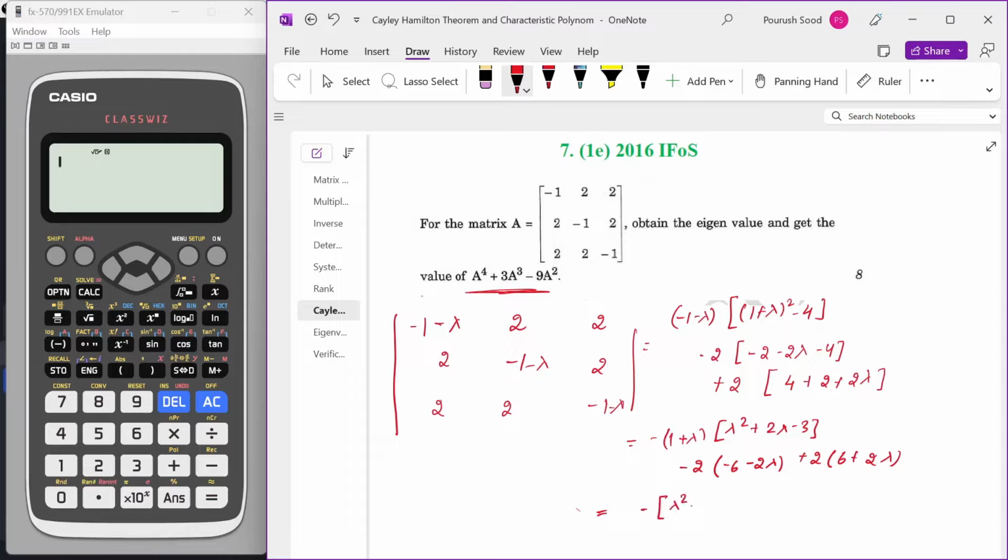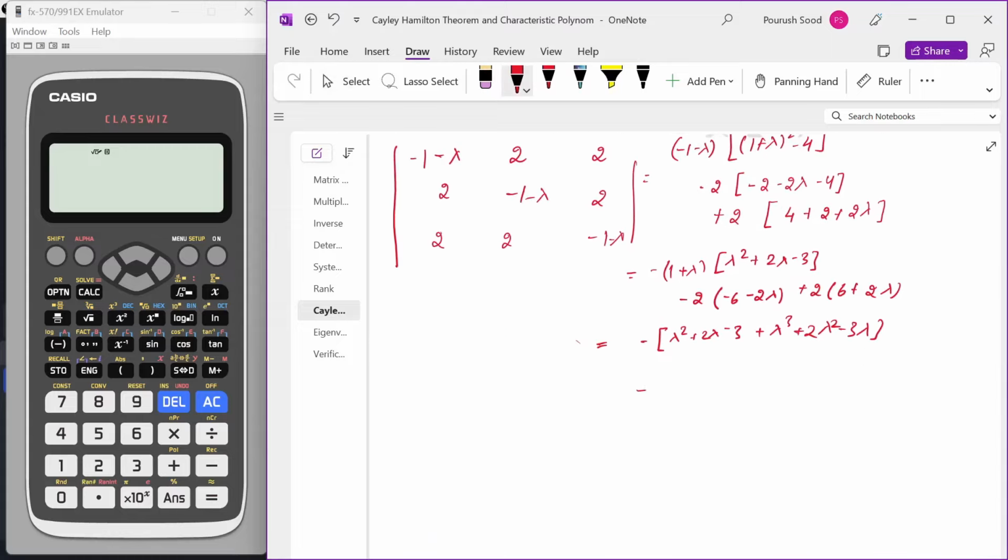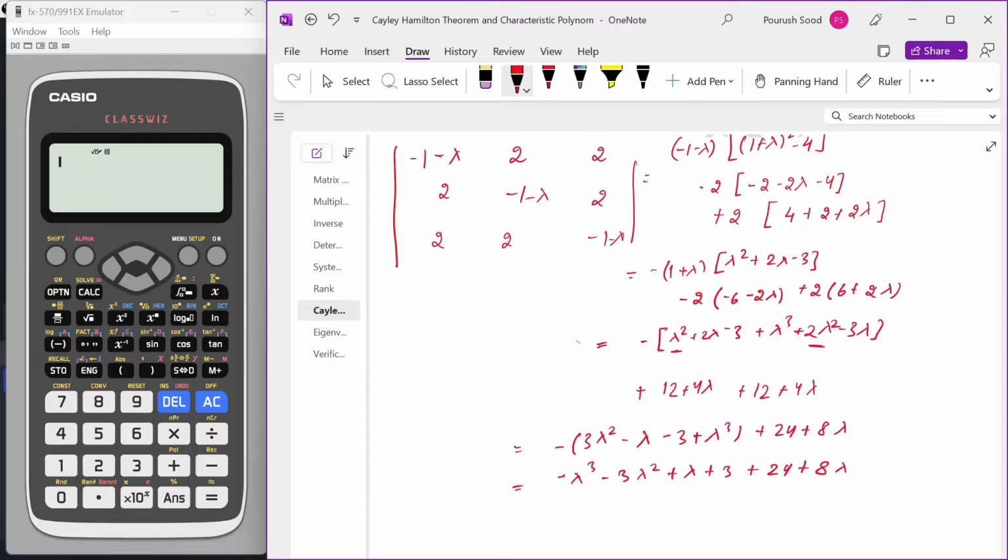minus of lambda square plus 2 lambda minus 3 plus lambda cube plus 2 lambda square minus 3 lambda, so plus 12 plus 4 lambda plus 12 plus 4 lambda, which is equal to, so this is going to give us lambda square plus 3 lambda square, so minus 3 lambda square minus lambda minus 3 plus lambda cube plus 24 plus 8 lambda, which is minus lambda cube minus 3 lambda square plus lambda plus 3 plus 24 plus 8 lambda, which is minus lambda cube minus 3 lambda square plus 9 lambda plus 27.